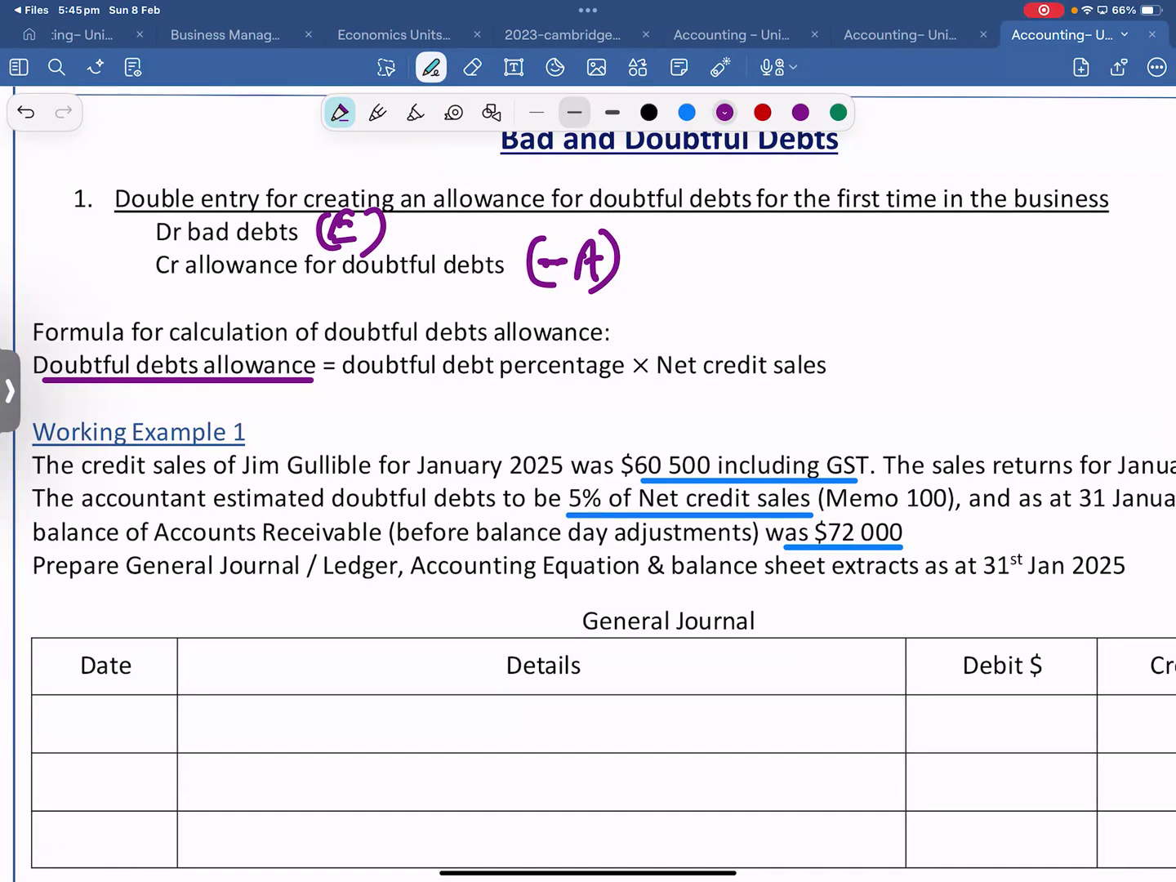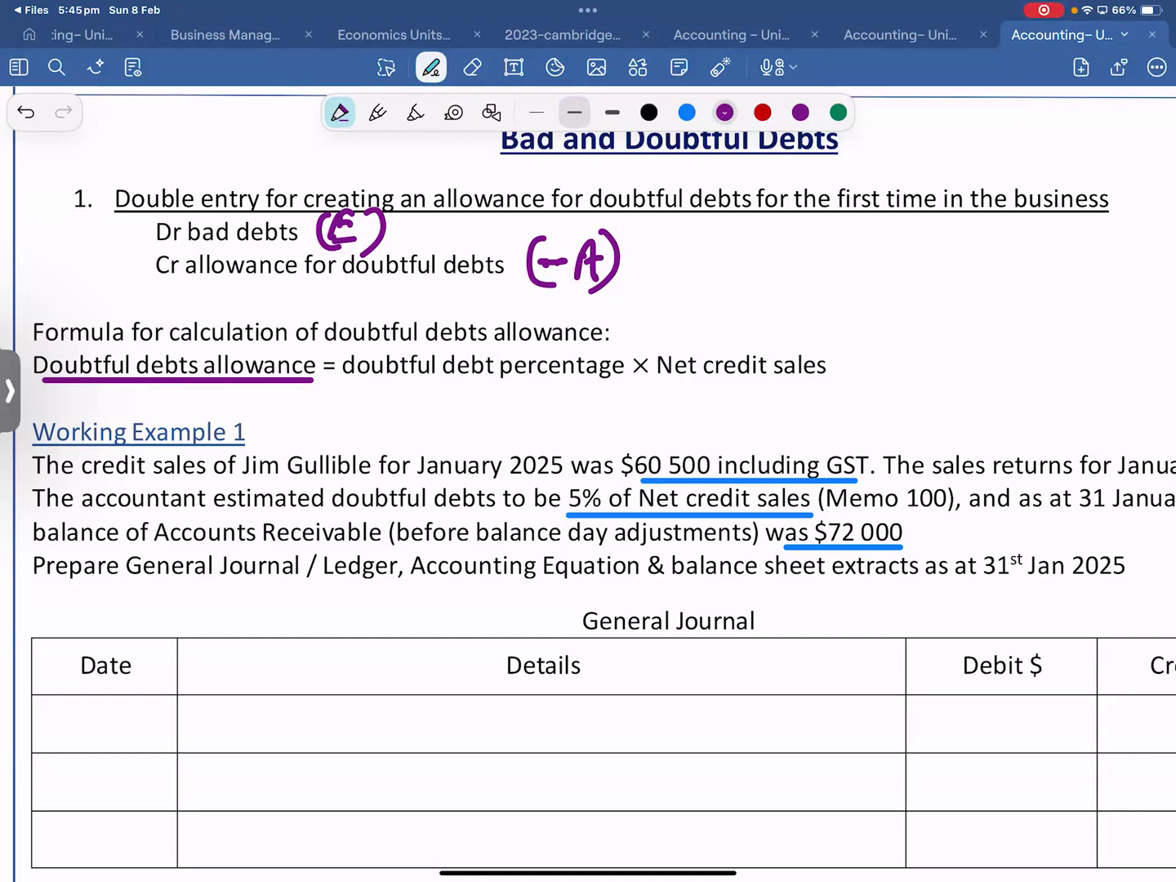Wait, how can they use accounts receivable? That's right, because from the accounts receivable also you can estimate. Probably not last month, no point in last month. This period, at the end of the year, because what we had last month, sometimes some people might have paid.